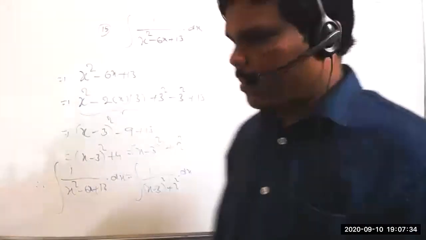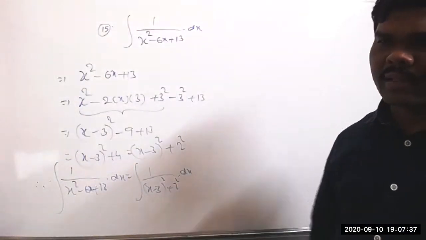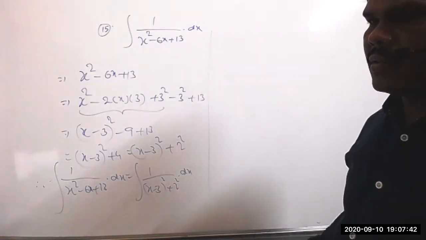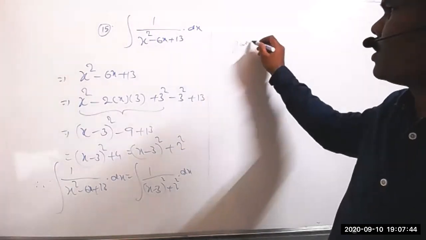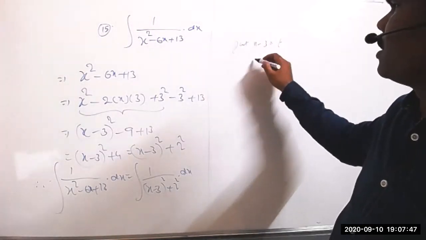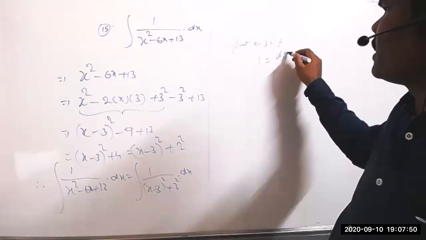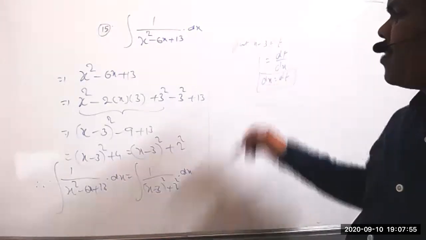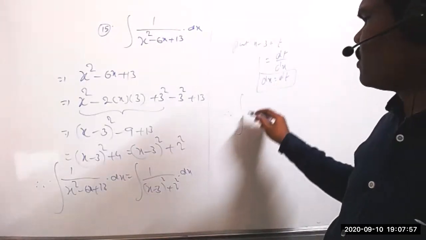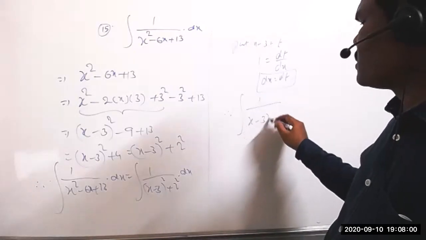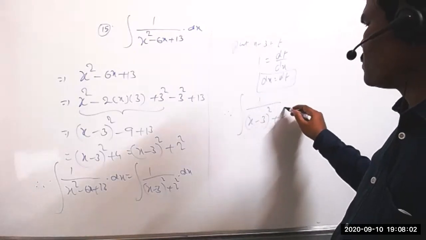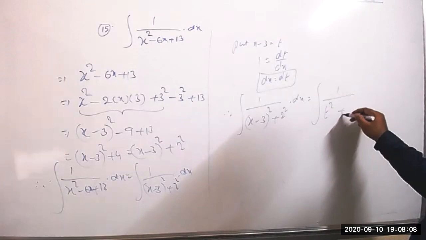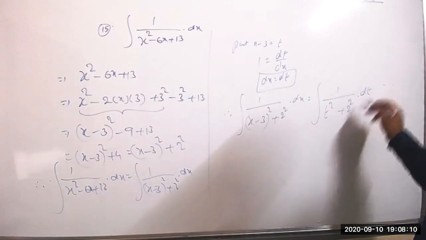Tell me the formula now. But here we are not getting purely x square; we got x minus 3. Already I told you very clearly, so immediately we can take a substitution. Put x minus 3 equal to t. So 1 equal to dt by dx, then dx equal to dt. All this I can substitute there. Therefore, integration of 1 by x minus 3 whole square plus 2 square into dx is equal to integration of 1 by t square plus 2 square into dt.